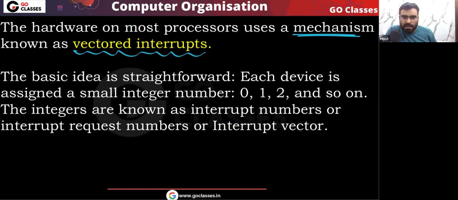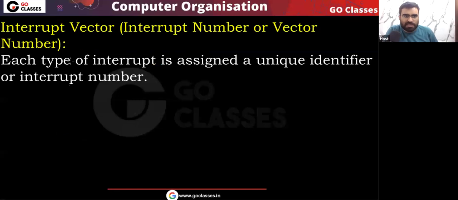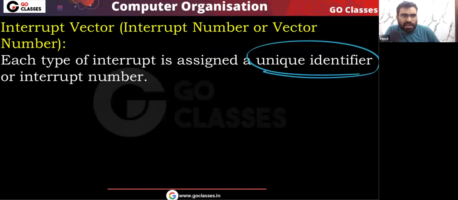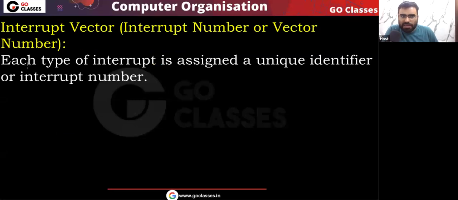Okay, is this clear? Now let's see the next step. So we have seen the definition of interrupt vector. What is an interrupt vector? The interrupt vector is the unique number, the unique identifier which is assigned to every interrupt. Each type of interrupt is assigned a unique identifier, a unique interrupt number. So this is the point.